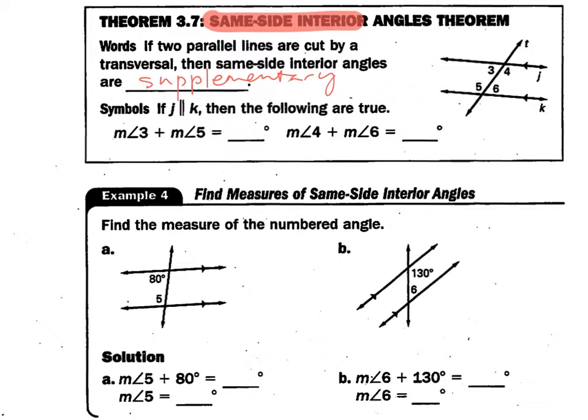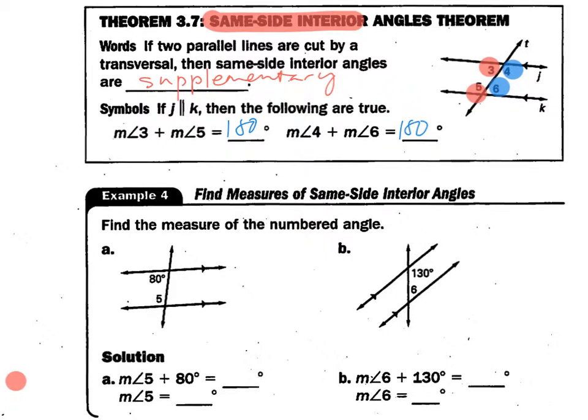So angle 3 and angle 5 would be one pair, and angle 4 and angle 6 will be another pair of same side interior angles. So they each add up to 180 degrees. Let's look at this example here. Find the measures of same side interior angles.